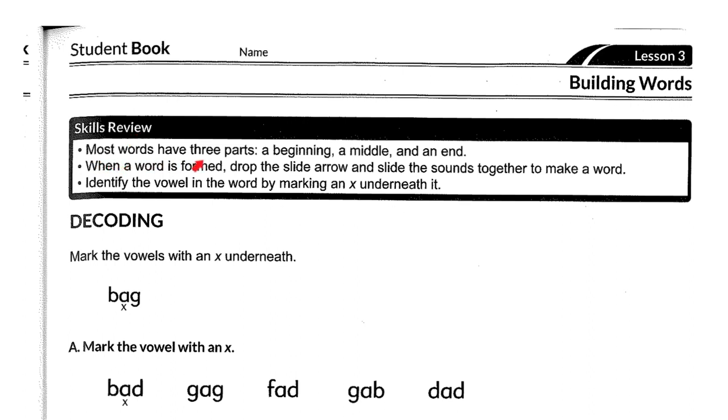Most words have 3 parts: a beginning, a middle, and an end. When a word is formed, drop the slide arrow and slide the sounds together to make a word. Identify the vowel in the word by marking an X underneath it.